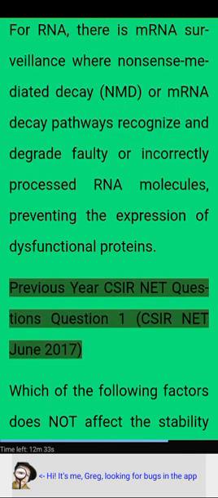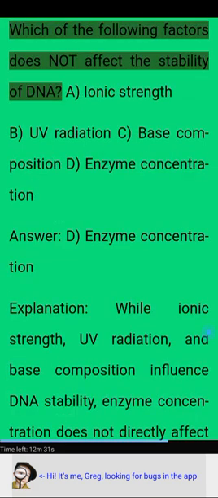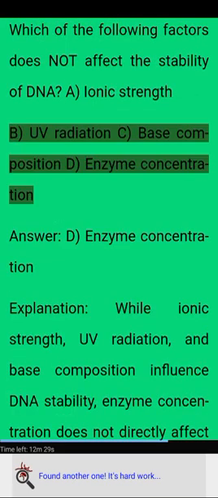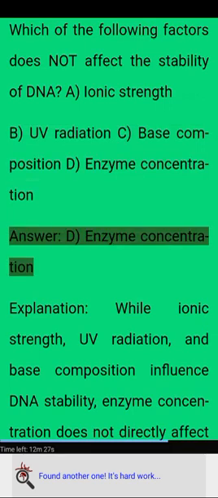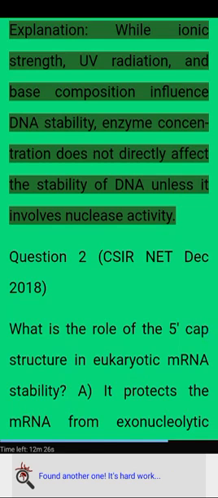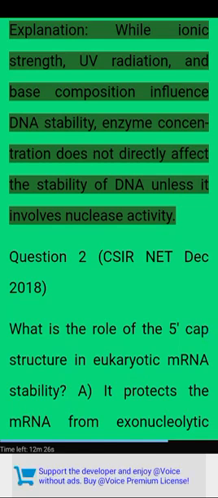Previous year CSIR NET questions. Question 1. CSIR NET June 2017. Which of the following factors does not affect the stability of DNA? A. Ionic strength. B. UV radiation. C. Base composition. D. Enzyme concentration. Answer. D. Enzyme concentration. Explanation. While ionic strength, UV radiation, and base composition influence DNA stability, enzyme concentration does not directly affect the stability of DNA unless it involves nuclease activity.